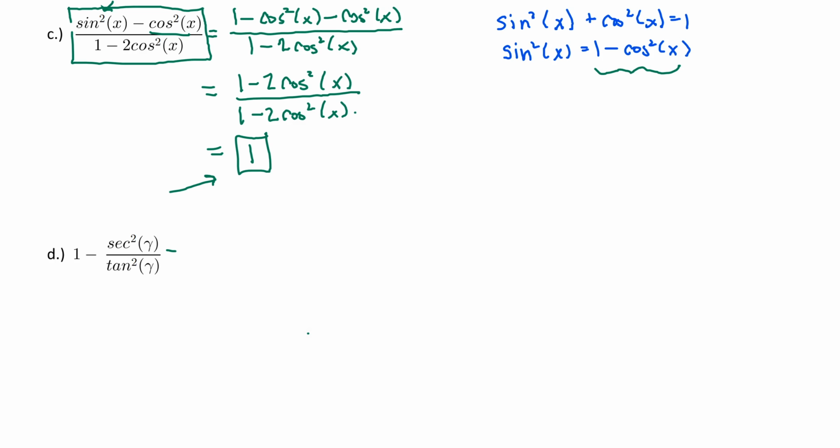We have 1 minus secant squared of gamma divided by tangent squared of gamma. For a problem like this, it's often convenient to rewrite everything in terms of sine and cosine. So I'm going to rewrite secant squared as 1 over cosine squared of gamma. I'm going to make my main fraction bar a little longer, and I'm going to rewrite tangent squared as sine squared of gamma divided by cosine squared of gamma.